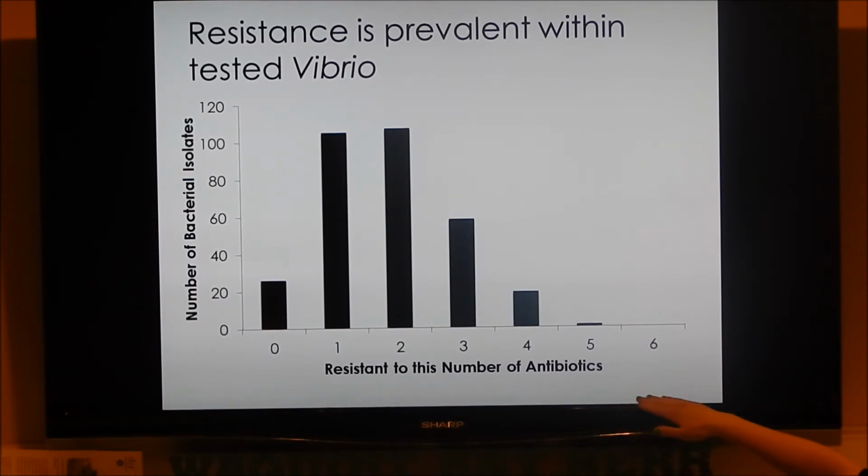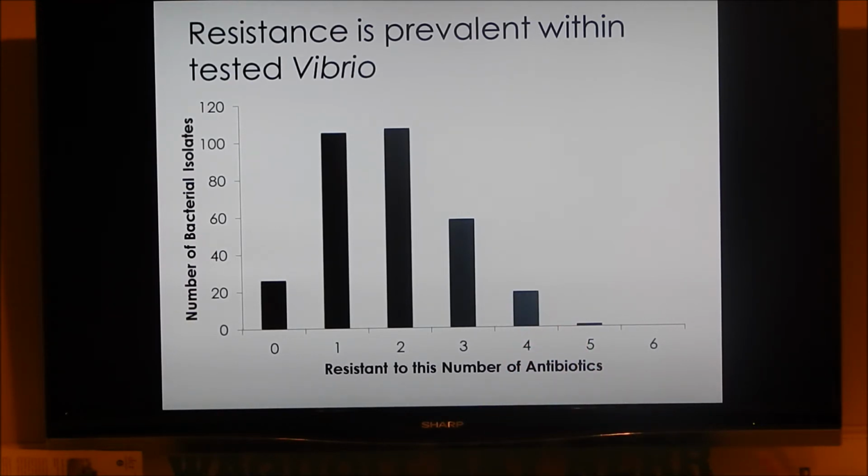On this axis, we're showing resistance to a number of antibiotics. This means that, for example, a bacteria isolate was resistant to 2 antibiotics. It doesn't have to be the same 2, it's just any 2 of those 6. And then up here on the vertical axis, we're showing the number of bacterial isolates.